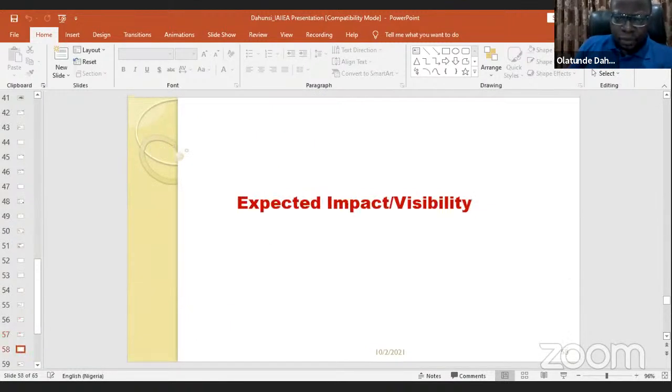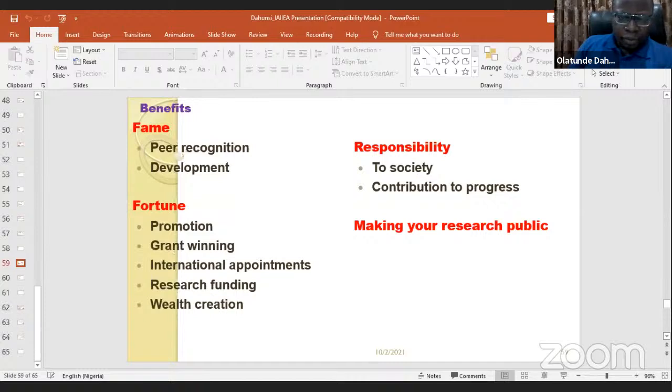Now, as I close tonight, if you publish in good journals, in good outlets, like I've told you tonight, what are the things that you expect to follow? There are so many benefits. Fame will come to you. Like I said, I don't believe in publishing for promotion. As a matter of fact, I believe that when promotion comes, you create problems for the people that are assessing you for promotion.